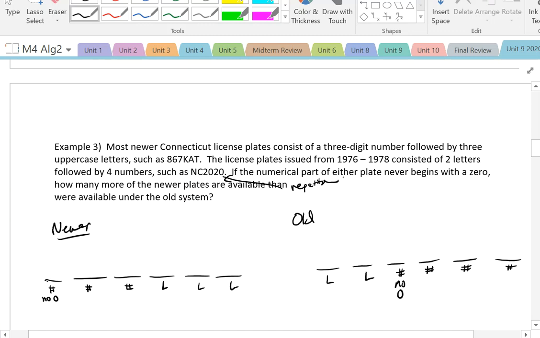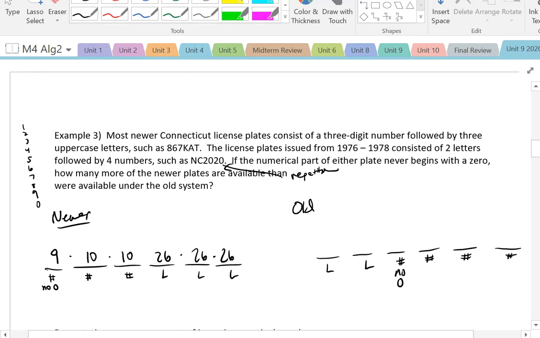Okay. So how many digits are there not including 0? Well, I could have 1, 2, 3, 4, 5, 6, 7, 8, or 9. So there's 9 options here. If I'm including 0, then I have 10 for this one, 10 for this one. Again, we're allowing repetition. There are 26 letters in the alphabet. 26, 26. There was no restriction on which letters were involved in our license plate.